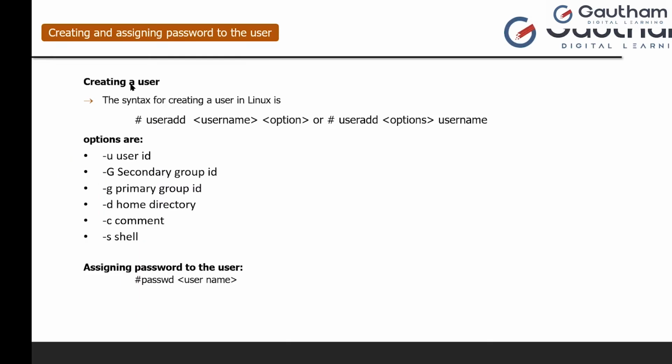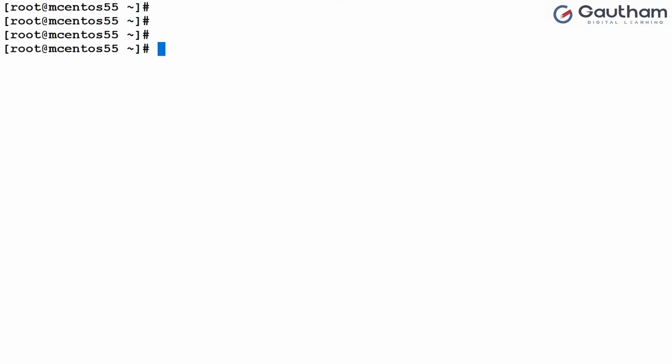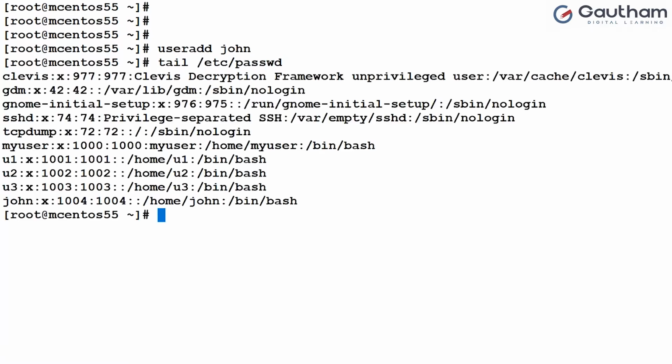To create a user with all default options, you have a command useradd, but you can use some options as well. I'll show you the options in a short while. Let's create one user with a name called John. So I'll say useradd and the username. And if you go back and look at the bottom of this file, you'll find that John user has been created with default user ID and default group ID.